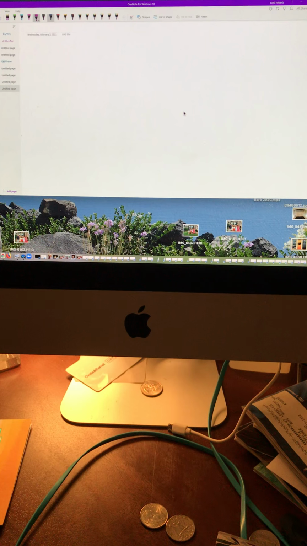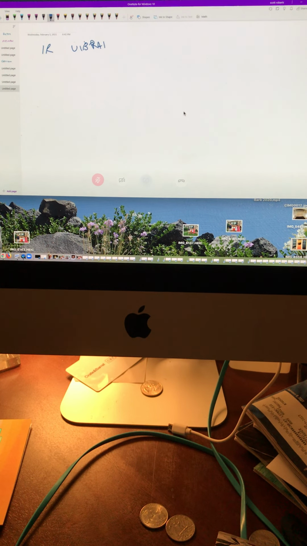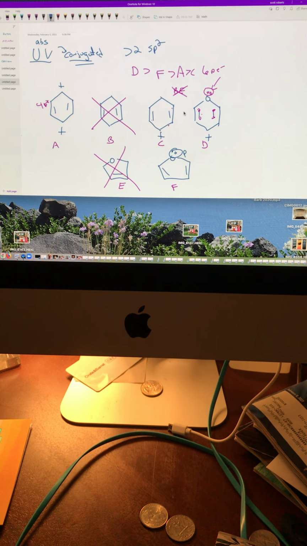All right, let's do IR. IR is so much fun. IR is the one that senses vibrations, and it's good for functional groups. It's really not good for a lot of functional groups. The only functional groups they've tested with IR are two. For IR, we need to know an OH, and we need to know a carbonyl.